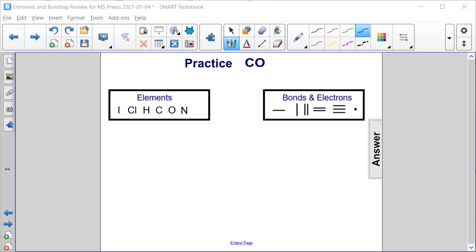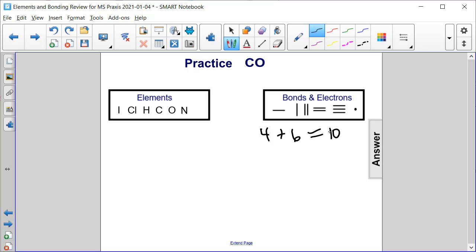Let's practice again demonstrating how multiple bonds form with carbon monoxide, CO. So first, determining the total number of valence electrons. There's 1 carbon atom. Carbon has 4 valence electrons. And there's 1 oxygen atom. Oxygen has 6 valence electrons for a total of 10.